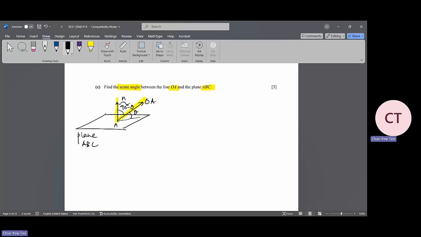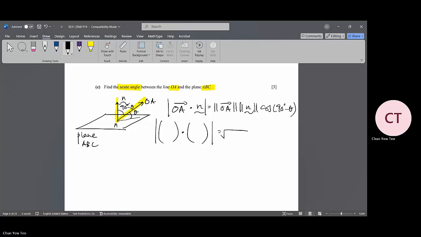Okay, so the acute angle between the OA, just take the OA dot with the N is equal to the magnitude of OA, magnitude N, cos 90 degrees minus the theta. So actually it will be like this. Since they mentioned acute angle, to make sure it's acute, we put modulus. Cos 90 degrees minus theta is actually sine theta.